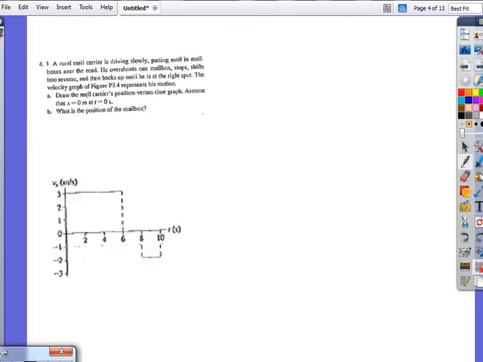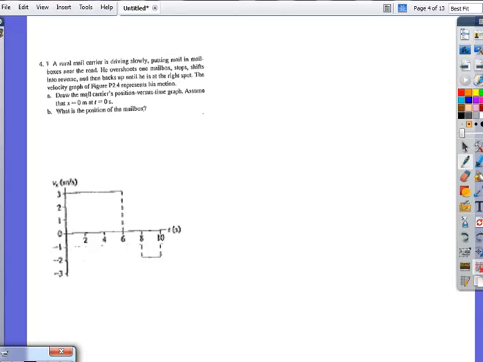Here we are at number 4. It says a mail carrier is driving slowly, putting mail in the boxes. He overshoots one, stops, shifts into reverse, and then backs up until he's at the right spot. A says draw the position and time graph. Here we're given the velocity and time graph. It says assume that X equals 0 and T equals 0.